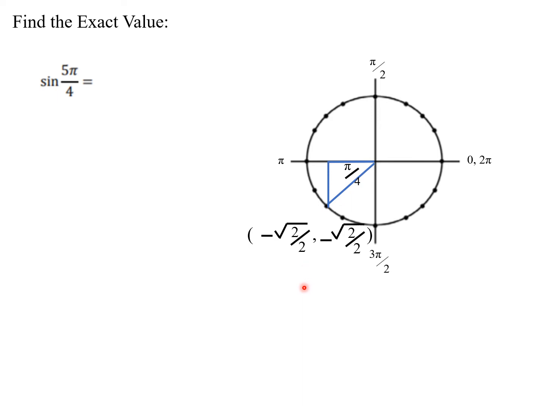And in the third quadrant, both coordinates are negative. So we have -√2 over 2, -√2 over 2. And then the sine is going to be the y-coordinate, -√2 over 2. And that's our answer.